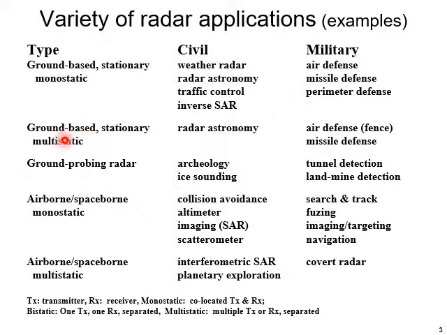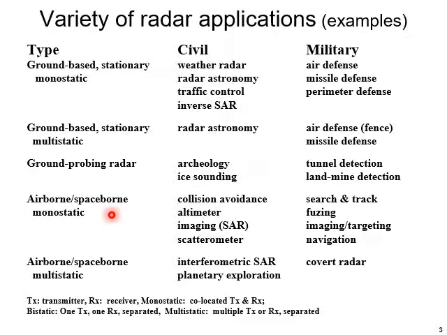Now, if we consider a ground-based stationary but multistatic radar system, then in civil application we have radar astronomy. In military application we have air defense, like fencing type of thing, missile defense, etc. For ground probing radar, we have archaeology, ice soundings, etc. for civil application. For military application, we have tunnel detection, landmine detection.